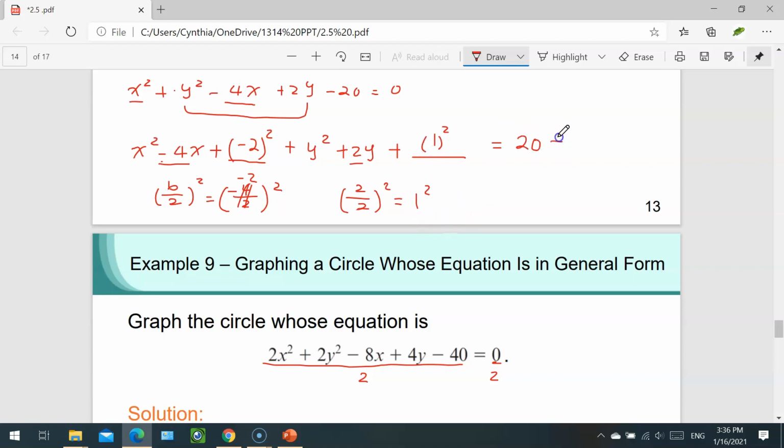Now on the right hand side, we need to add the same numbers as well. So (-2) to the power 2 and 1 to the power 2. Then the equation will stay balanced. Okay, let me erase here so that I will have space to write down the work.